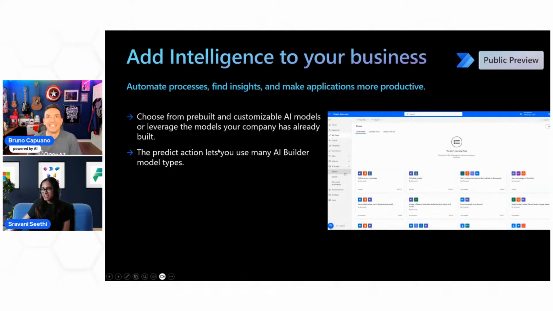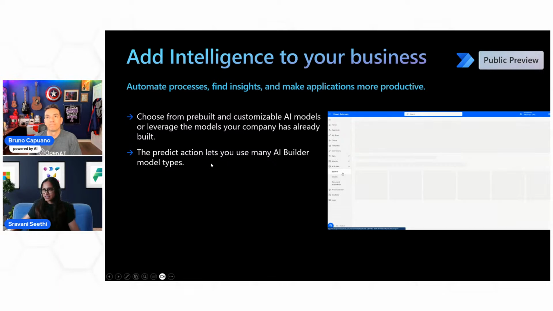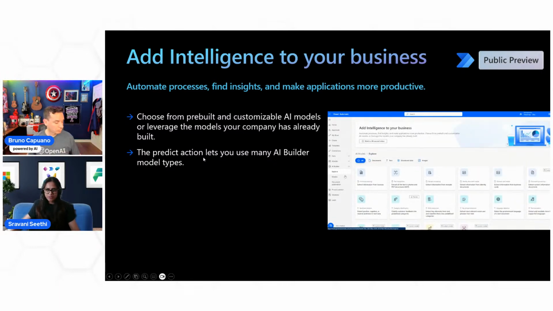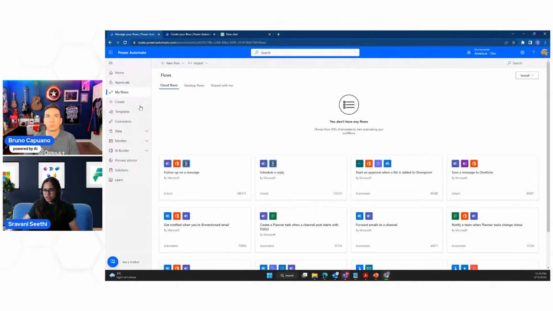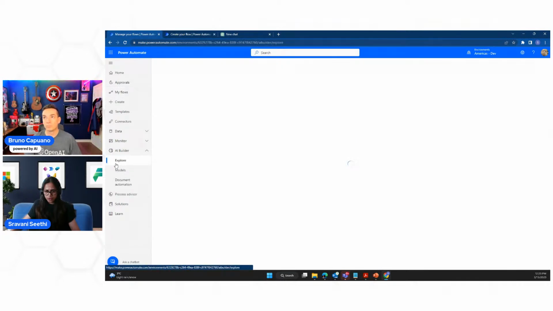Right. So the next feature I wanted to show is adding intelligence to your business. This is basically a lot of pre-built AI models that are readily available for you to pick from and build your apps and flows right away. So I'm going to start a new flow. And if you see the AI Builder section here, and if you click on Explore, you'll see a lot of pre-built models. Again, you can use your own model as well if you have built one in AI Builder. But once this loads, it'll show quite a few options to pick from.